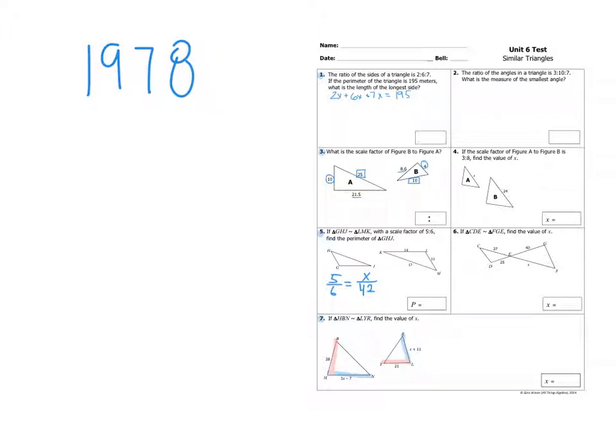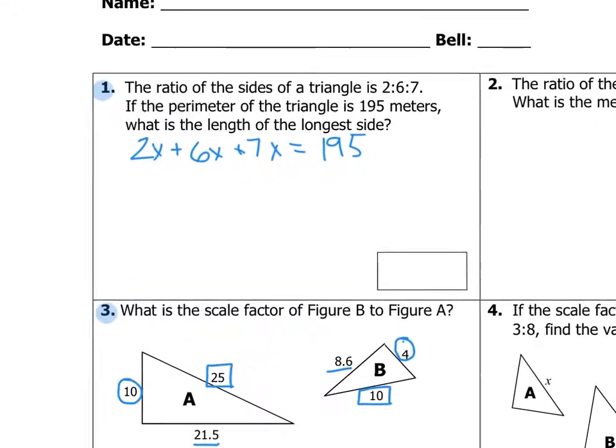We are going to do the odds only, and I've already highlighted. I've already done a bunch of work on this. It should go a little bit quicker. Any problems that I do not make you do, simply type in 1978 on the Edulastic, and we'll make sure you're not counted incorrect. So, without further ado, here's number one.